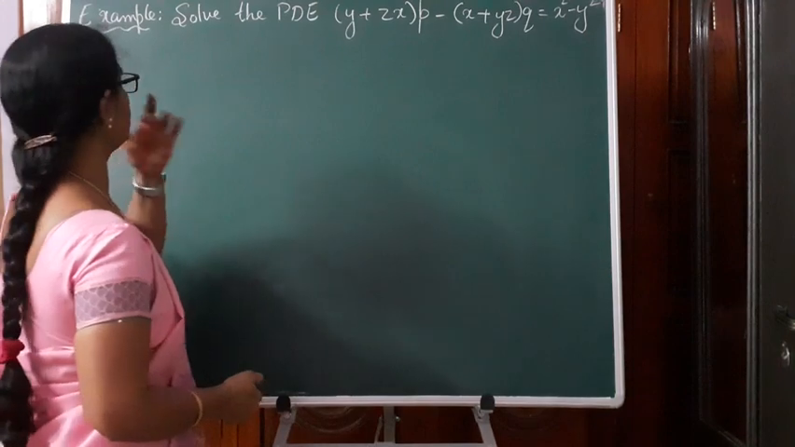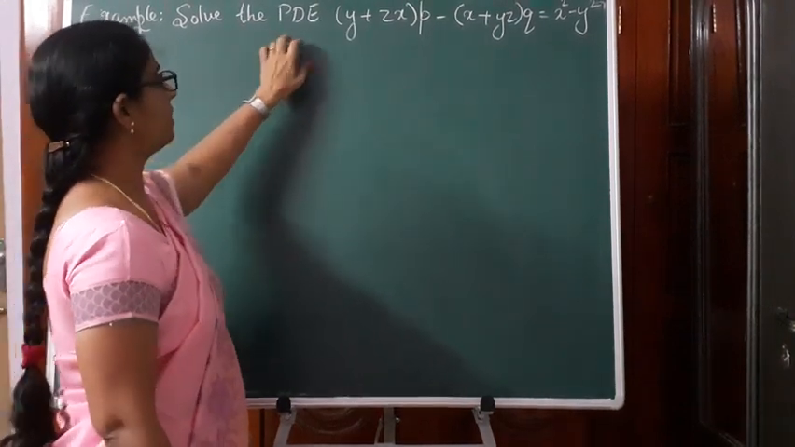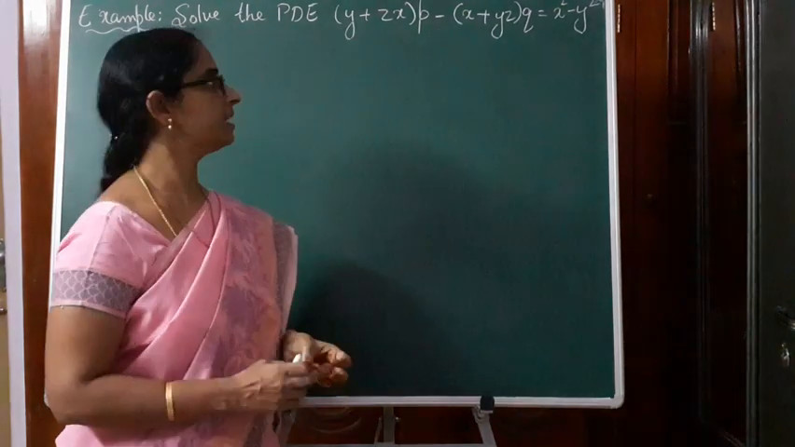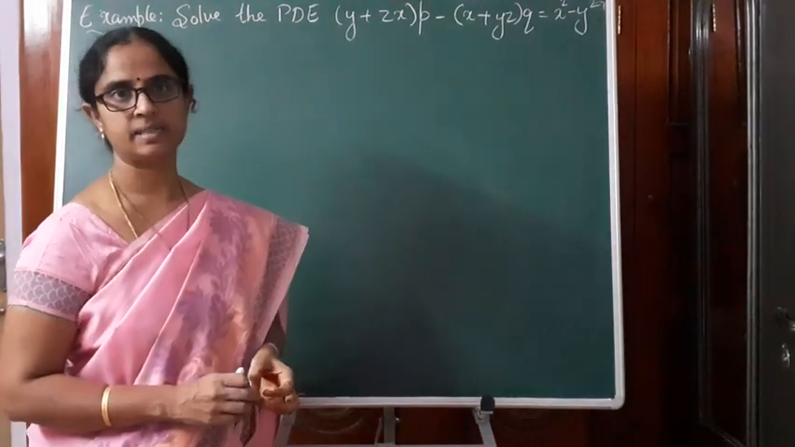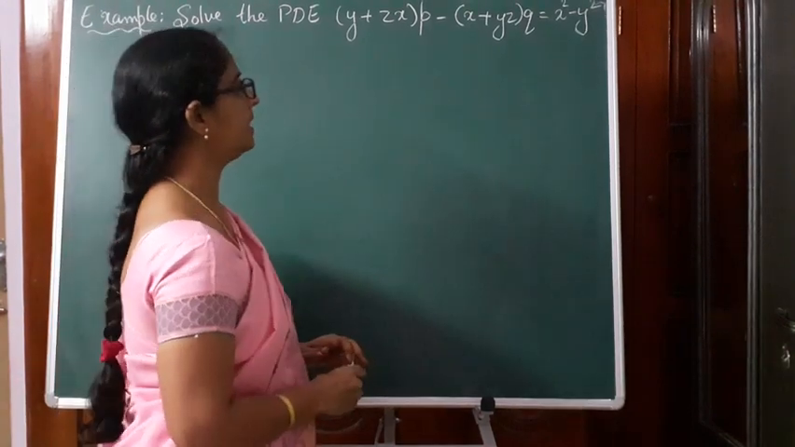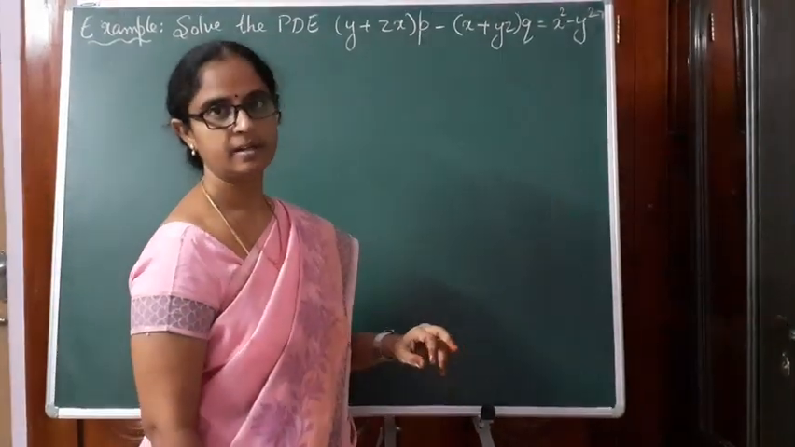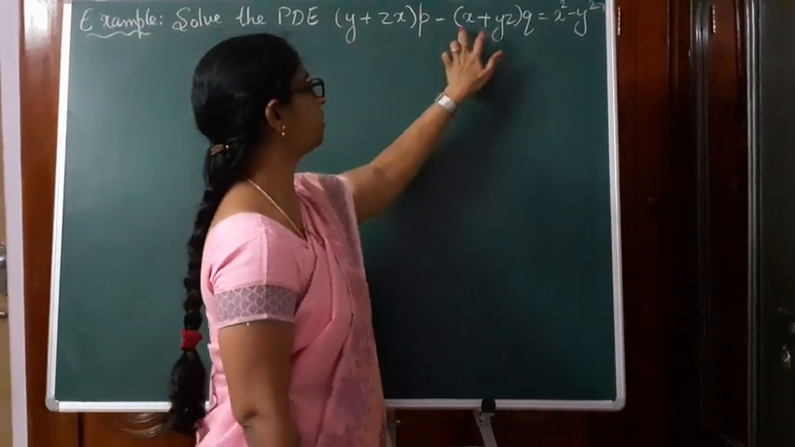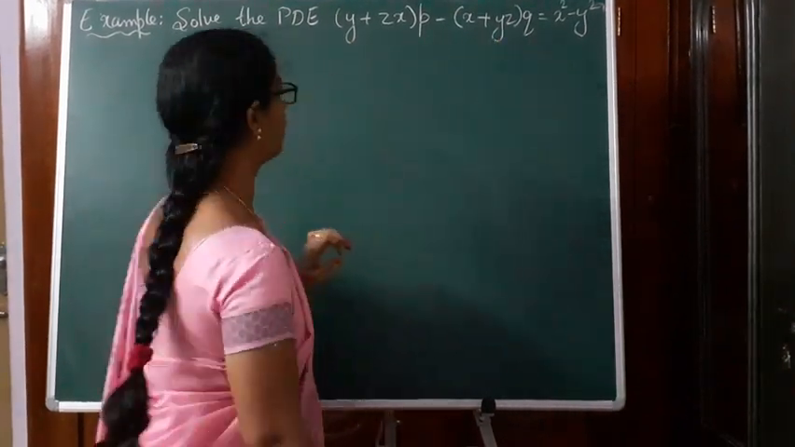Okay, this is another example. Here we are asked to solve the partial differential equation (y plus zx) into p minus (x plus yz) into q is equal to x square minus y square. So this is also a first order linear partial differential equation which is Lagrange's type. It is of the form P into p plus Q into q is equal to R.